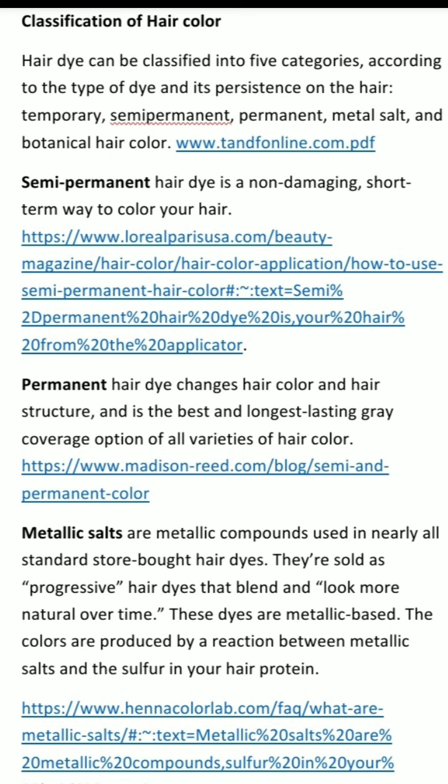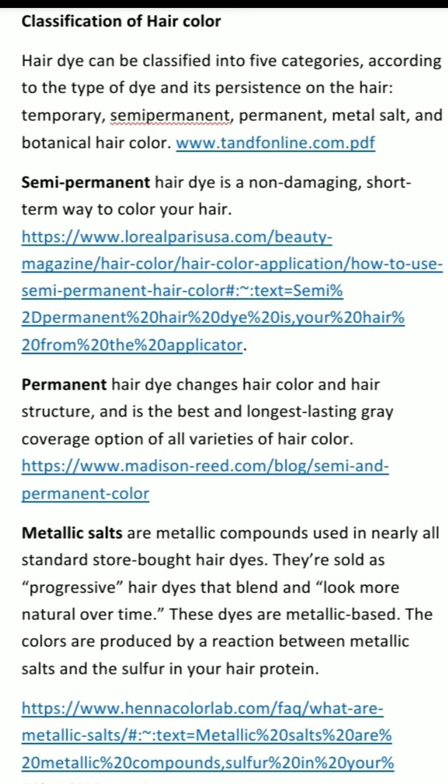So second is the permanent hair dye. Mo ni siya ang pang forever gajod. Ug gusto kag dugay, use the permanent hair dye ug walay kamahayan. Permanent na jud ka ug okay, di ka magmahay sa mong tibok kinabuhi. So permanent hair dye can change hair color and hair structure, and it's the best and longest lasting gray coverage option of all varieties of hair color.